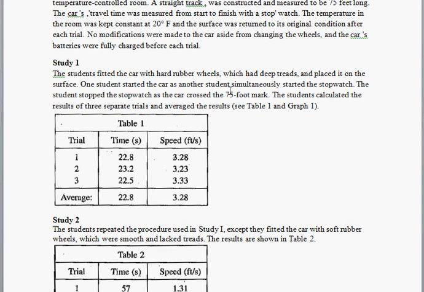And I'm looking for the 75-foot mark. Do you see it? Oh, right here. Okay, 75-foot mark. I'm going to read around that. The student stopped the stopwatch as the car crossed the 75-foot mark. The students calculated the results of 3 separate trials and averaged the results. So the 3 trials are all about the 75-foot mark. So I can sort of ignore that part because they're all about this thing. So again, I'm looking for which trial took 23.2 seconds to travel the 75-foot mark.